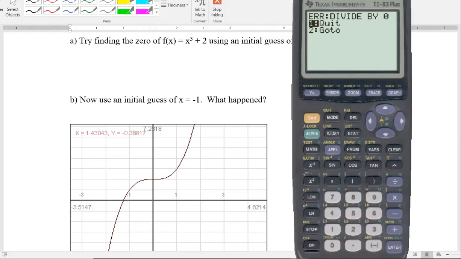Division by 0. What happened? Well, with 0 as my first estimate, notice the derivative back in here. The derivative at 0 was 0. So in my formula, I'm dividing by the derivative, which is a 0, and that's where the method went off the tracks.